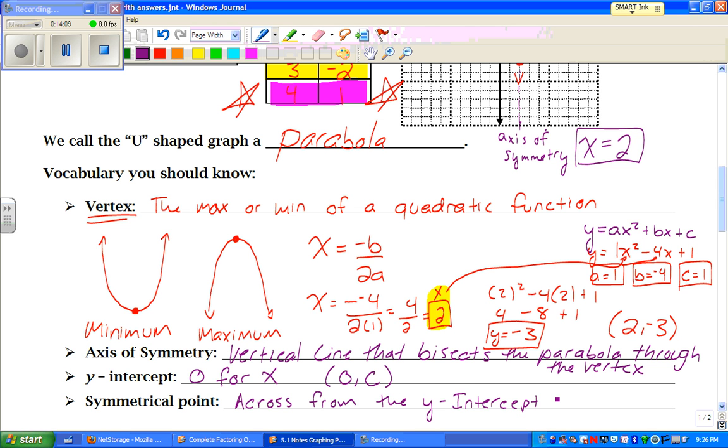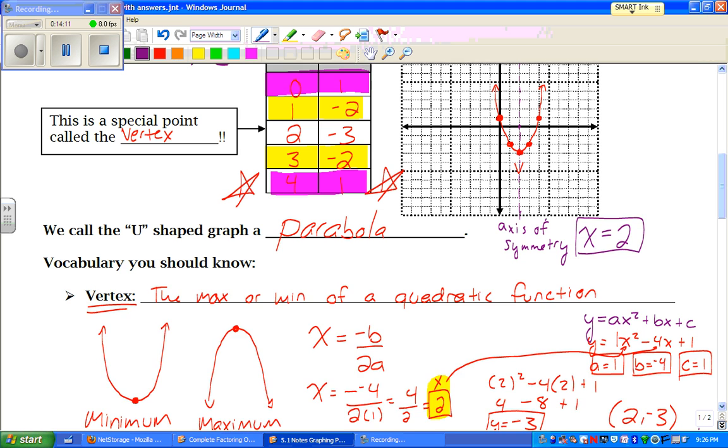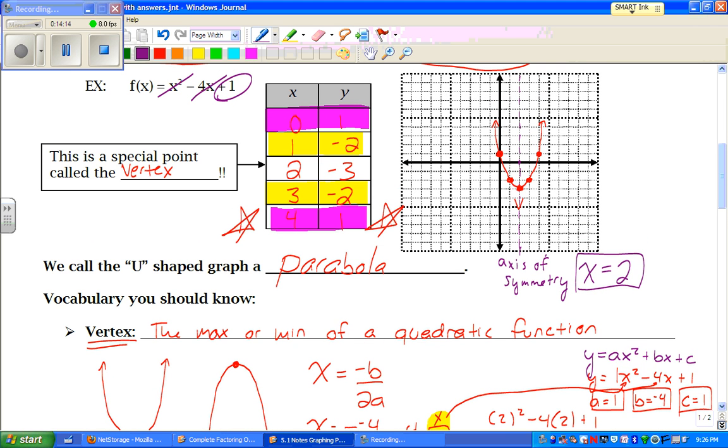So let's go over to our graph so we can actually show you what we're talking about. The y-intercept is where it crosses the y-axis. So in this case, this point right here, I'll use red. This point right here, that's my y-intercept. Now, how far from the middle of my parabola is it? How far from this axis of symmetry? It's 2 spots. So the symmetrical point would be 2 more spots over, 1, 2. So this point right here, that's going to be the symmetrical point.